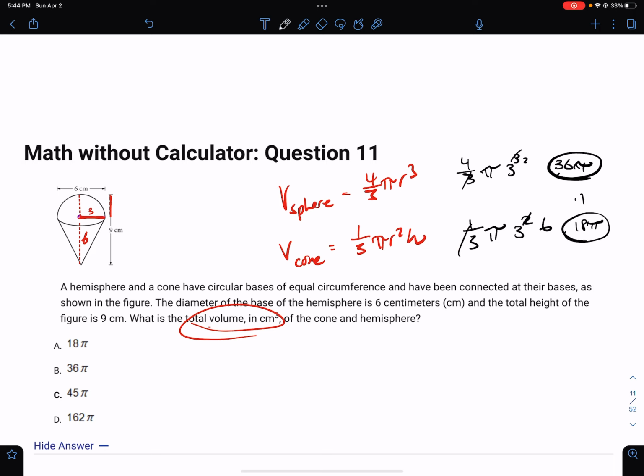So I'm going to add them together, but remember, this isn't a full sphere, it's a hemisphere. If it's a hemisphere, I'm going to use only half of that. So not 36 pi, but actually 18 pi. At the end of the day, 18 pi plus 18 pi is B, 36 pi. Okay. Not too bad. Let's keep going.